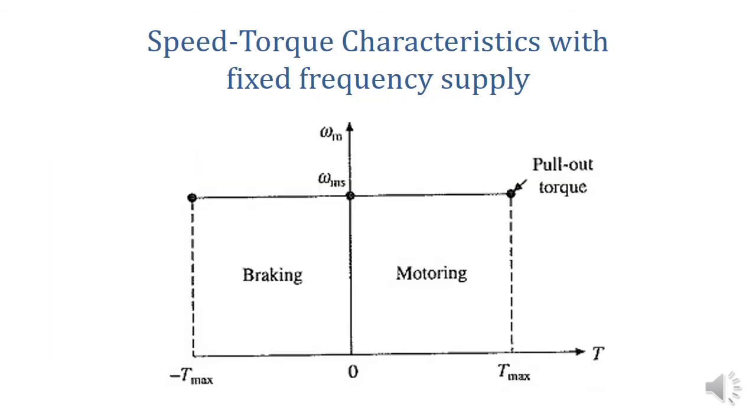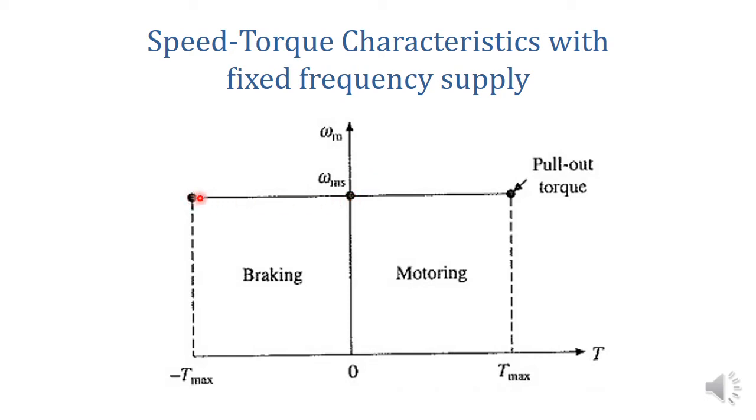Next, we will discuss the torque speed characteristics of the synchronous motor with fixed frequency supply. Here the frequency is kept fixed. Then we will discuss how the motor operates in motoring as well as braking mode. Here the main things to be noted are Tmax, the maximum torque developed by the motor in the motoring mode, and minus Tmax, the maximum torque developed by the motor in braking mode, that is regenerative braking, second quadrant, and omega ms is the synchronous speed.